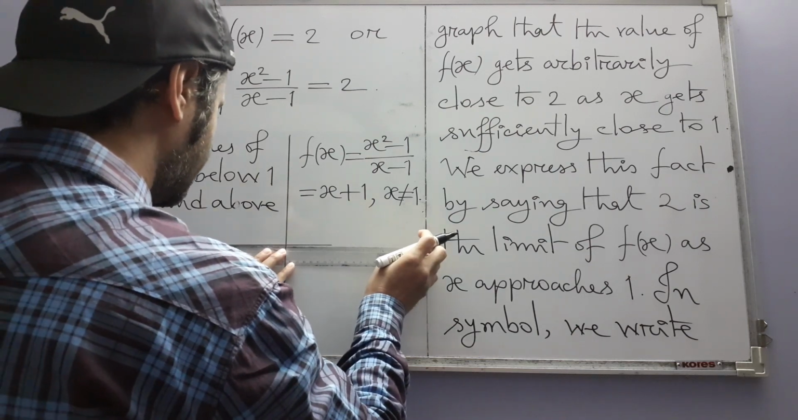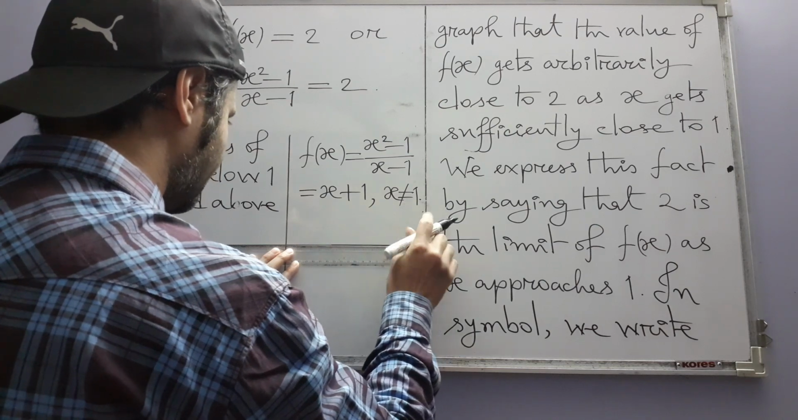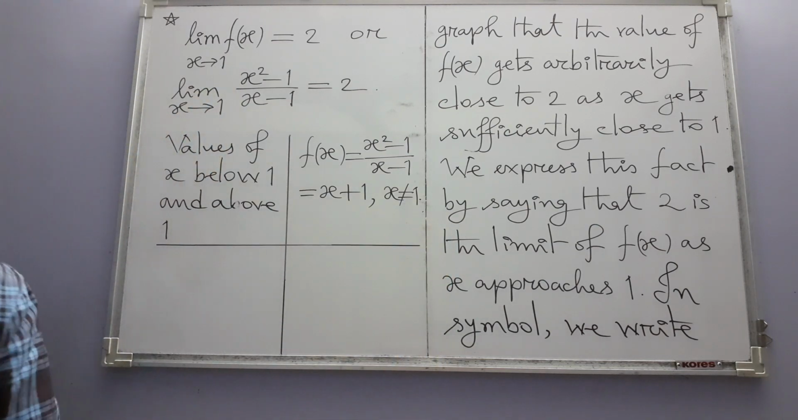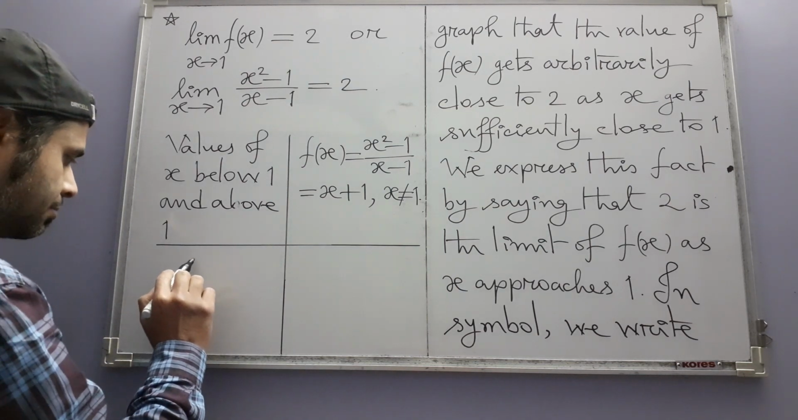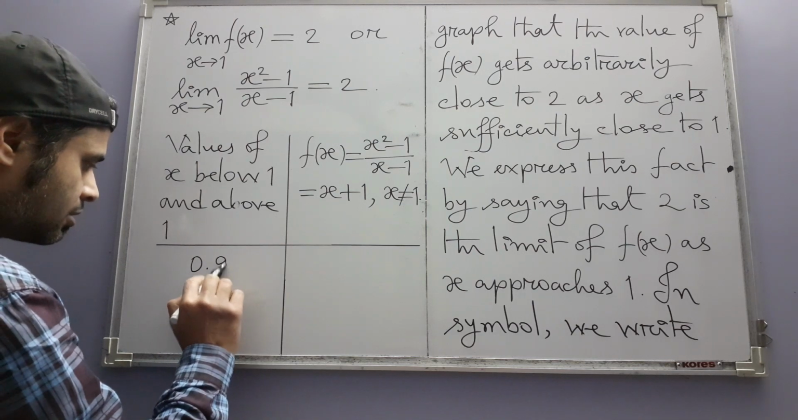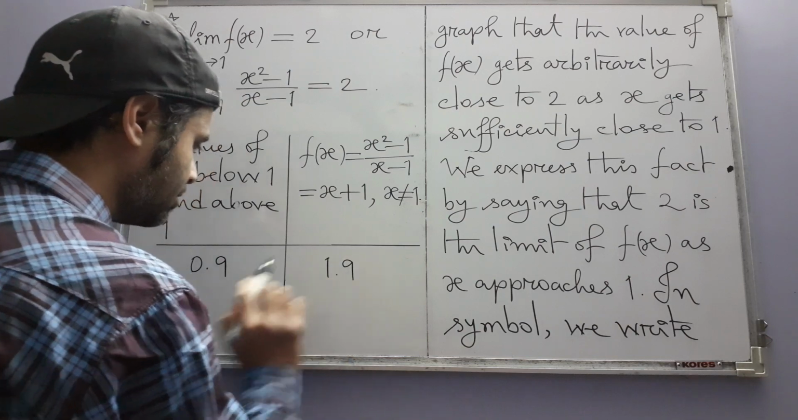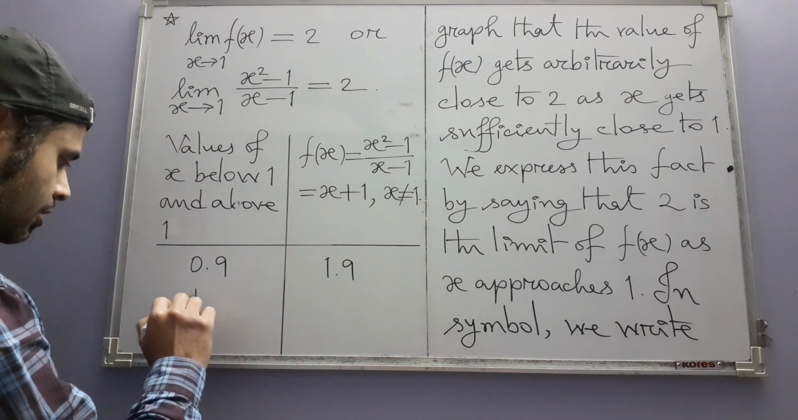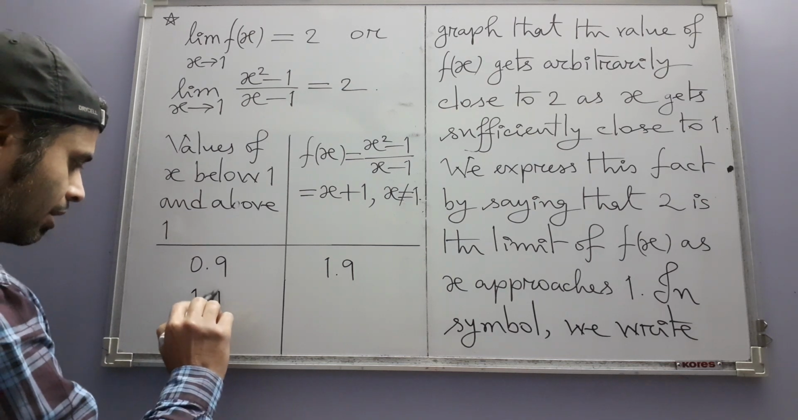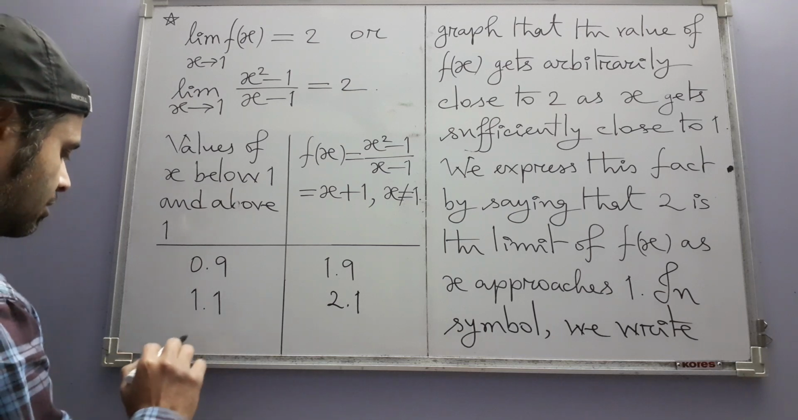Now alternately, values of x greater than 1 and less than 1 have been taken, and the corresponding y values or f(x) values have been given here. So when x is 0.9, it is just 1.9, and when it's greater than 1, say 1.1, then this is 2. You just have to add 1, that's it.